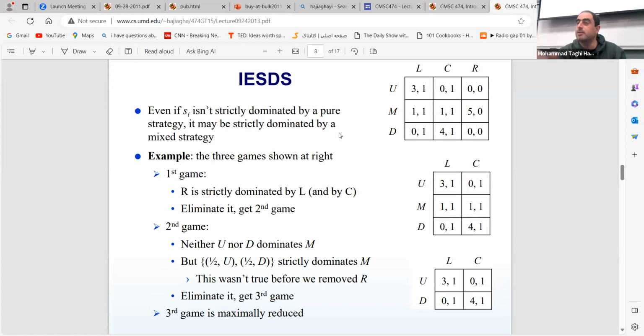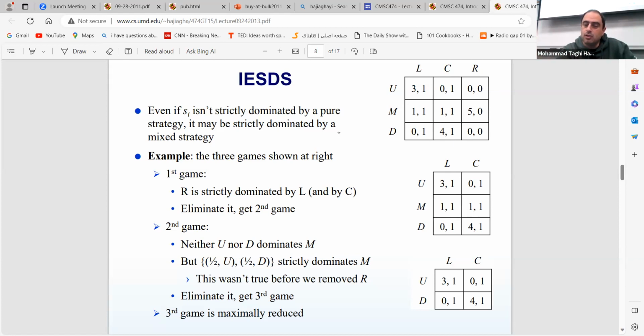So another interesting thing that I mentioned: everything we have talked about so far was about pure strategies, but it might be the case that this happens for mixed strategies as well. That's what we want to discuss. A strategy might not be strictly dominated by any pure strategy, but it is dominated by a mixed strategy, and still you can remove it. These are special cases that can happen, and it is very interesting.